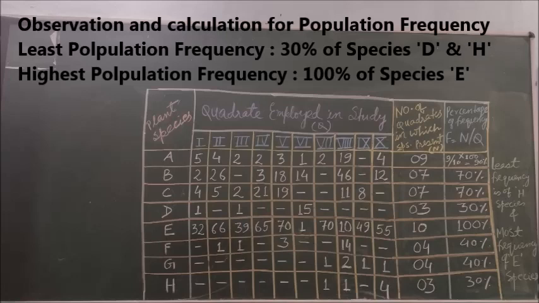So in this way we can easily find the population density and population frequency of a particular species in a particular area. For your kind information, this experiment may be done in the lab also. But whenever you are considering this experiment, we should do it in an open field. Students enjoy a lot while doing this experiment.